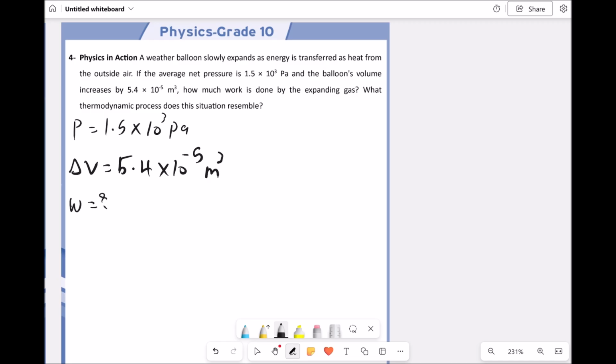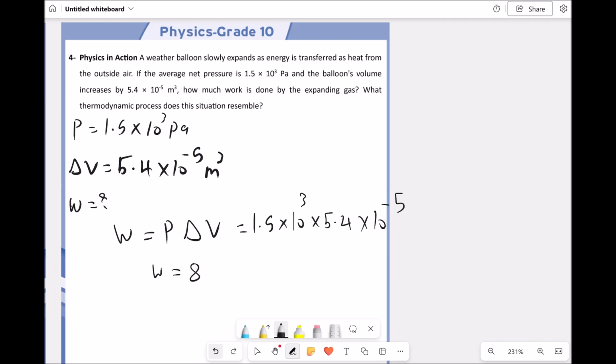It says what thermodynamic process is this? Is it isovolumetric? Is it isothermal or adiabatic? Let's calculate this. Work is equal to pressure multiplied by delta V. Pressure is equal to 1.5 times 10 to the power of 3 times delta V, 5.4 times 10 to the power of minus 5. Work is going to be equal to what? 8.1 times 10 to the power of minus 2 joules.